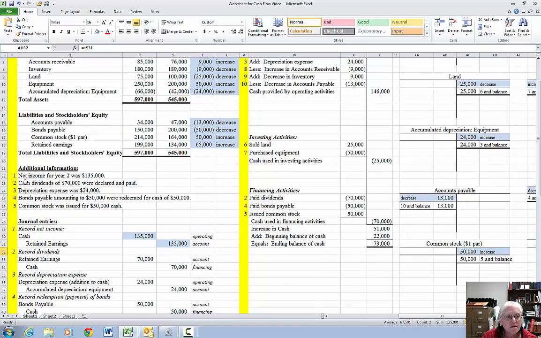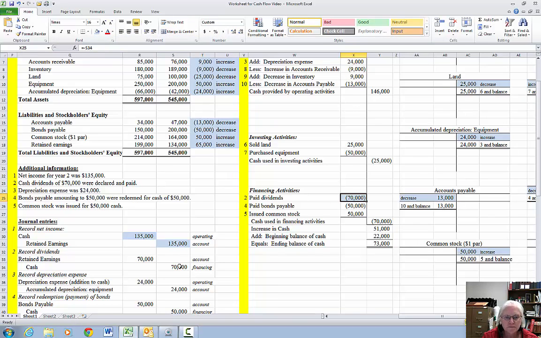All right. Information number 2, cash dividends of $70,000 were declared and paid. So journal entry number 2 is to record dividends. Dividends decrease retained earnings, so I'm going to debit retained earnings and credit cash. The reason we pay dividends is because we've issued stock. Stock is equity, and we finance our company with debt and equity. So when we pay dividends, that is a use of cash. That will be a credit to cash right here in the financing activity.